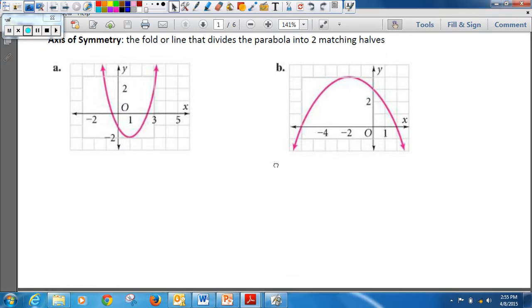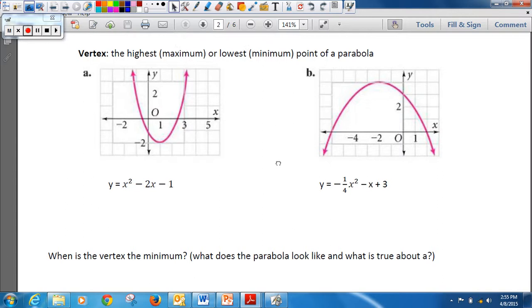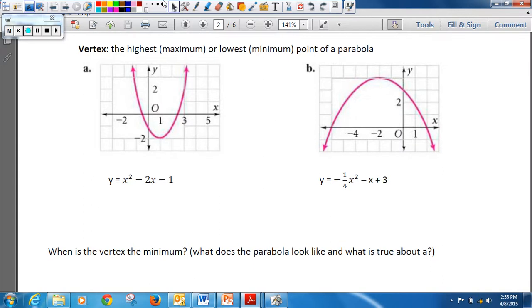The next thing we'll be discussing is how you identify the vertex. The vertex of a parabola is either the highest or lowest point. It depends on if it's opening up or opening down. If I look again at this example, a is equal to 1. That's positive, so it's going to open upward. Because it opens upward, this point here would be our vertex, which is the minimum point. So when a is positive, the vertex is going to be the minimum because it is the bottom of the parabola.